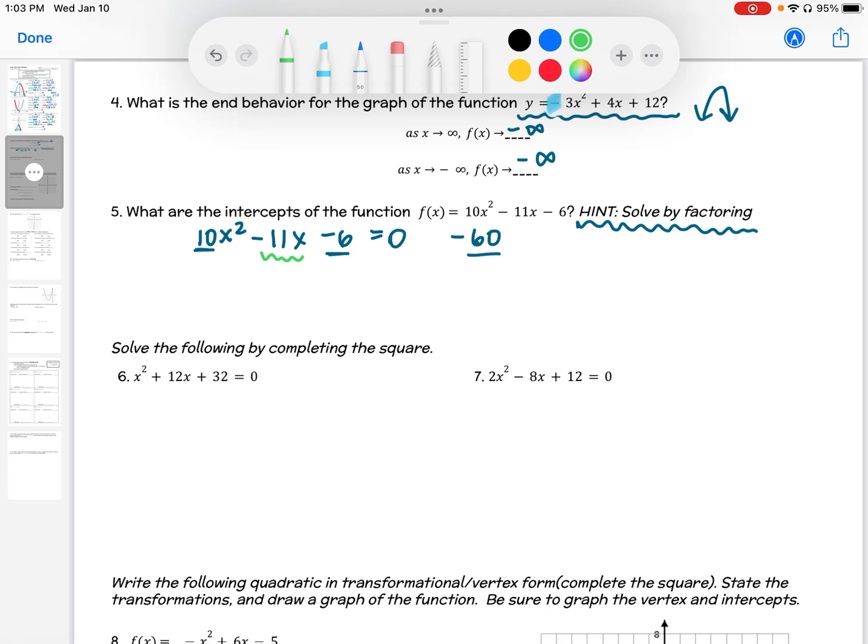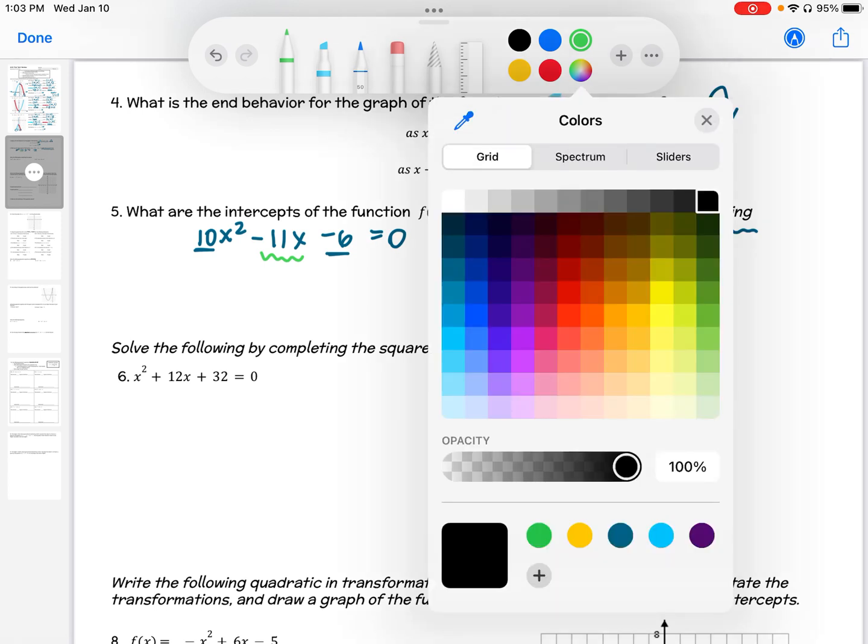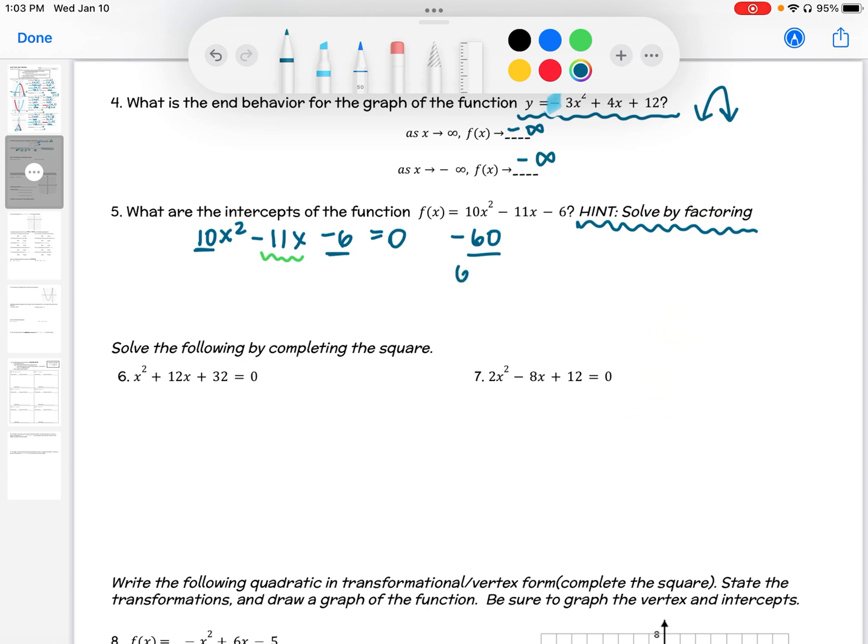In this case, we could try a couple things, like we could try 6 and 10, which wouldn't work. We could try 5 and 12, which wouldn't work. But what will work is 15 and 4. Because we want a -11, we'd have to make the 15 negative. So we're going to go ahead and replace that middle term with those two numbers we just found.